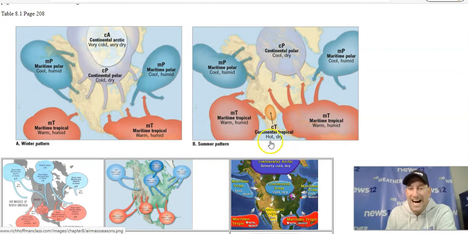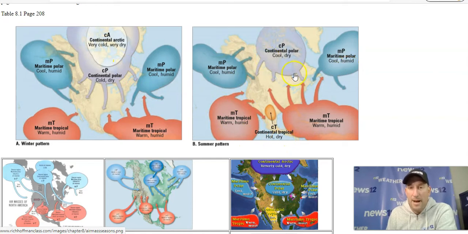Continental tropical, hot, dry, typically only occurs in the summer months. Continental Arctic occurs only in the winter months. So there's two air masses that only occur during their proper seasons. Continental Arctic in the winter, extremely cold, extremely dry. Continental tropical, extremely hot, dry, and those occur in summer. So Arctic in the winter, continental tropical only in the summer.